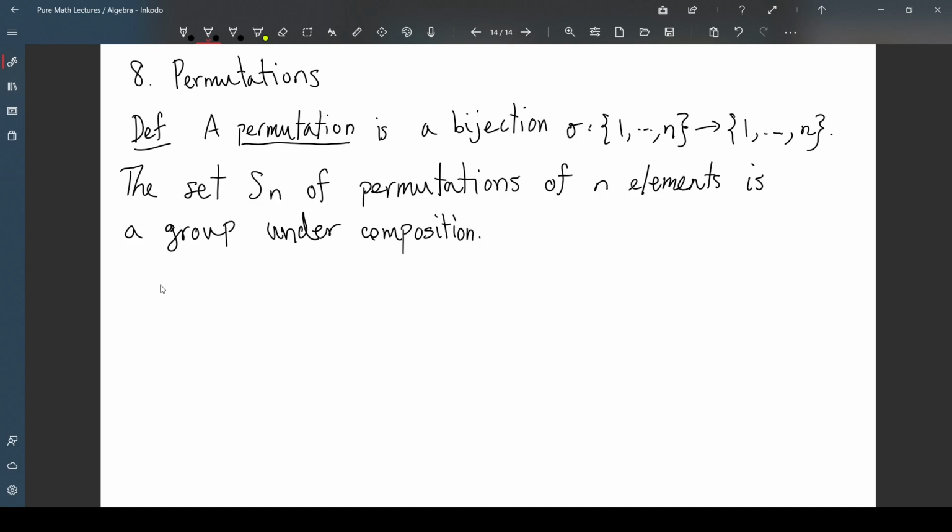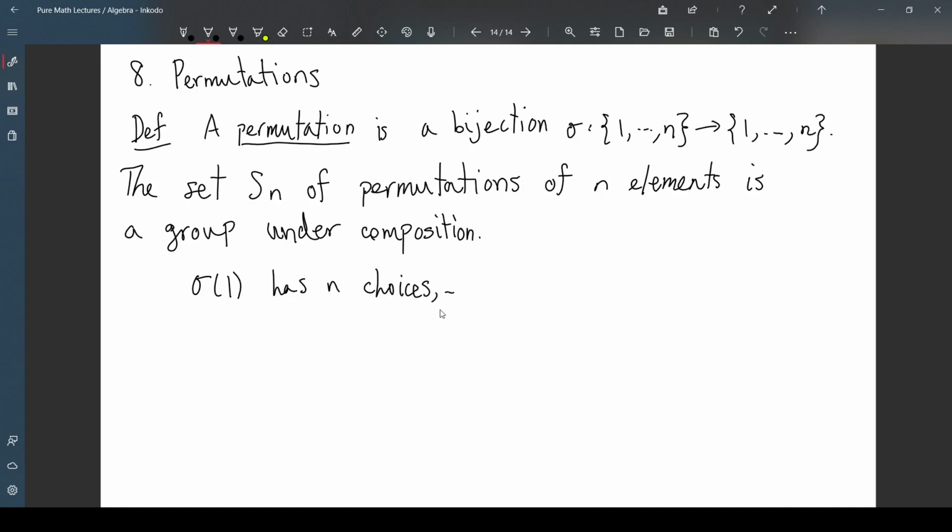Now, notice that one question we can ask is how many elements does S sub n have? How many permutations are there on n elements? Well, you probably already know this. It's just the ways to rearrange n distinct objects, and that's n factorial. But let's derive that. So sigma of 1 has n choices, right? It could be 1 through n.